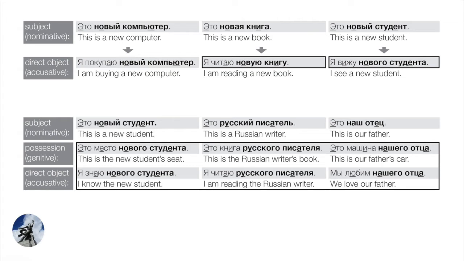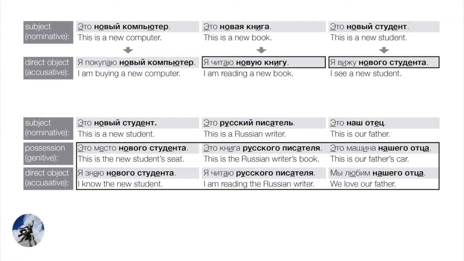Just to be clear, let's look at a few more examples, comparing the nominative case for subjects, the genitive case, and the accusative, and let's see which ones resemble each other. Here we have masculine examples: Это новый студент, это русский писатель, это наш отец. All those examples are masculine animate, so whether we use these nouns in the genitive or the accusative, they're going to look exactly the same. Look in the black box there. You see we have examples comparing both cases, and the forms are identical.